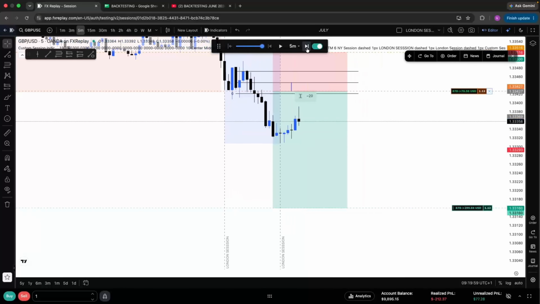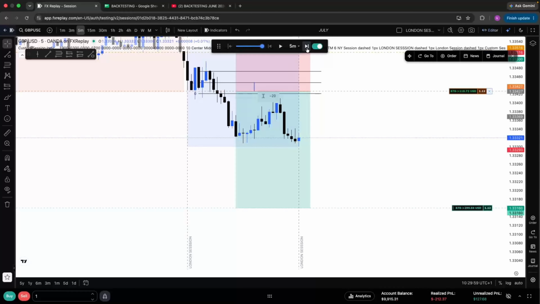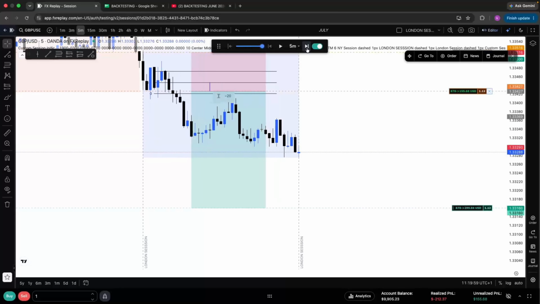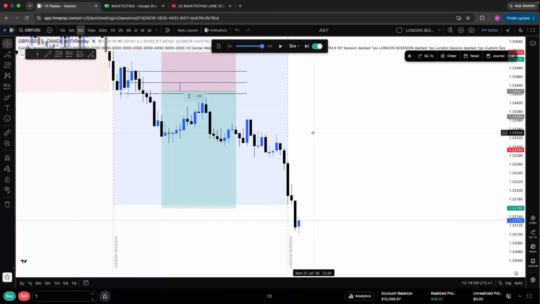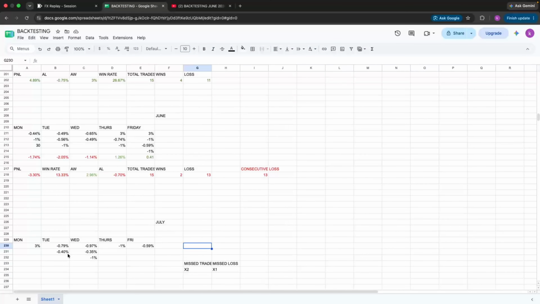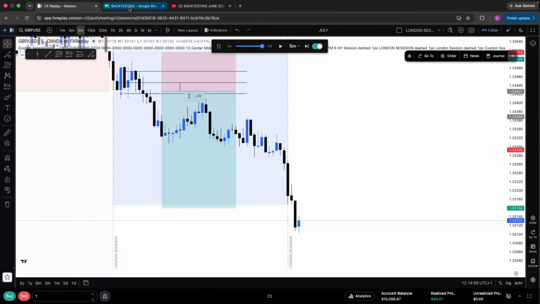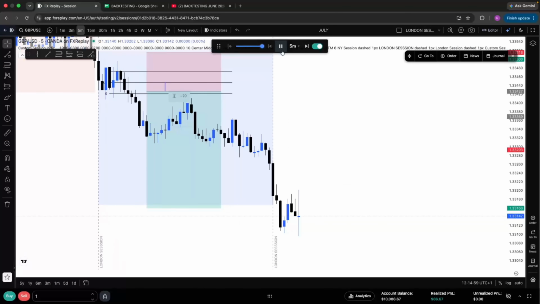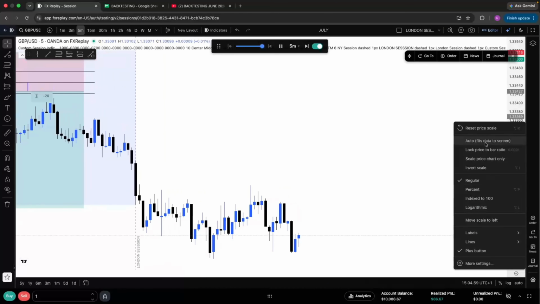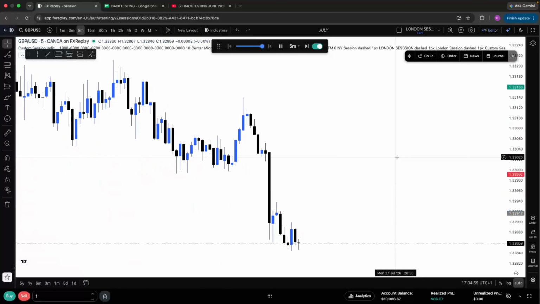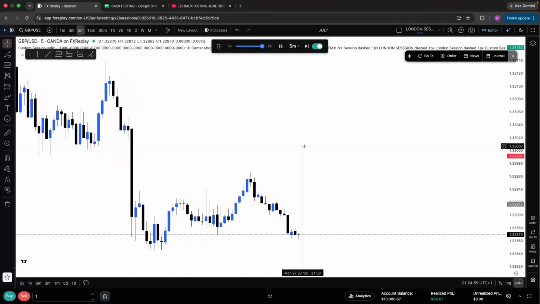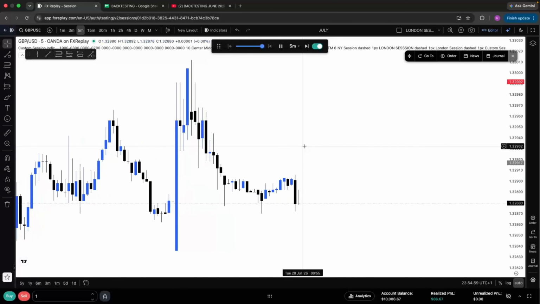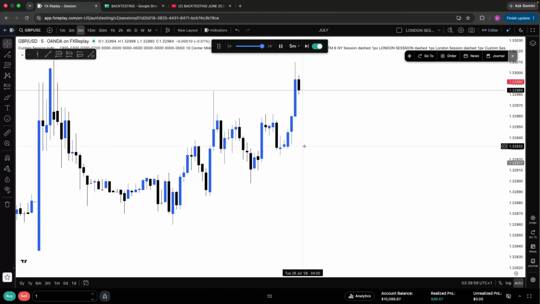Tags me in the trade. Trades up. Create structure. Hits TP. Okay, so that's the 27th of July, on Monday. 3% on Monday. Tuesday, we'll see.